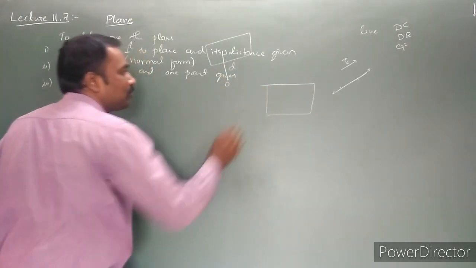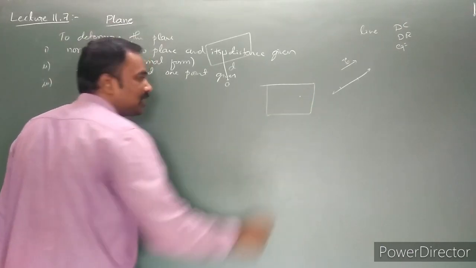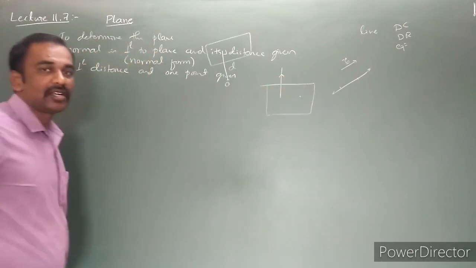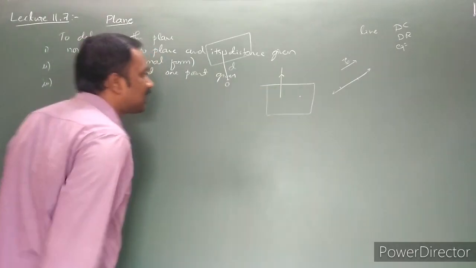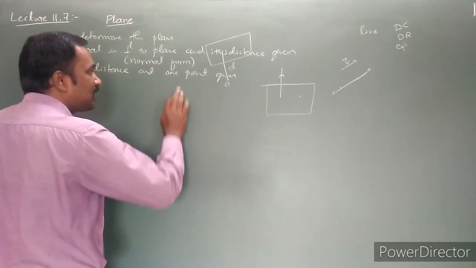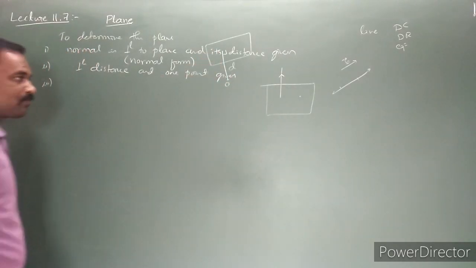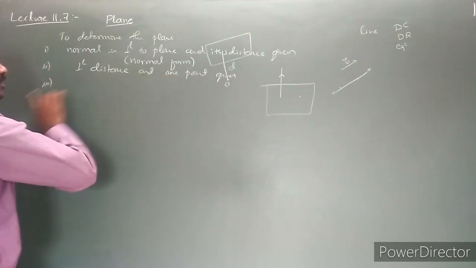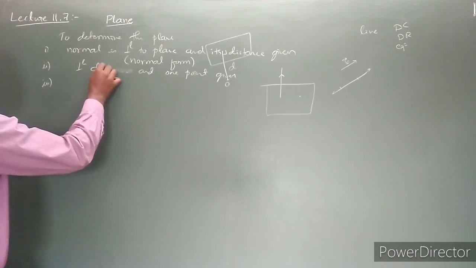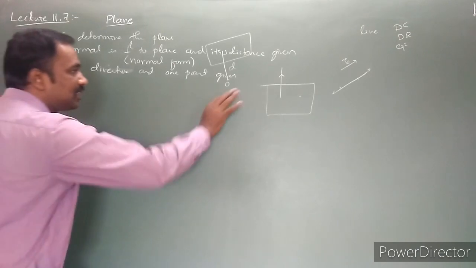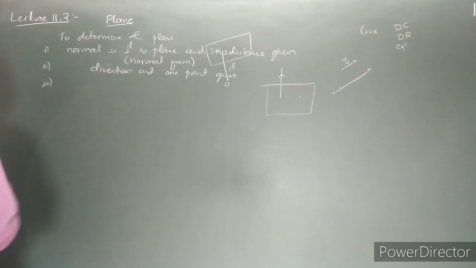Suppose for this plane one point is given, and the direction of the normal, or the direction of the line, that is the given perpendicular direction, and one point is given. One point and the direction of the plane is given. That is the second case. If the point and the direction of the plane are given, then we can easily determine the unit plane of the plane.